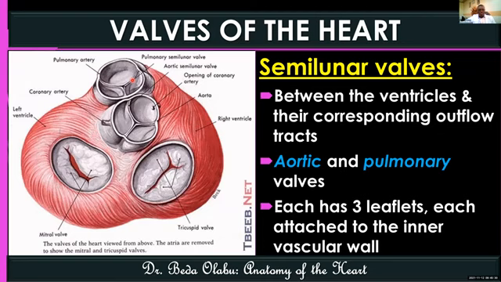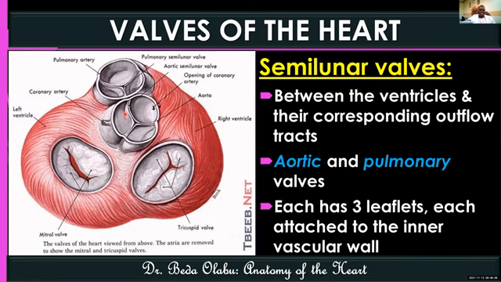Each of the semilunar valves is made up of 3 leaflets attached directly onto the inner vascular wall. So 3 leaflets attaching directly into the inner vascular wall. That is how a semilunar valve is organized. And so when you look at the lumen, the valve itself from above, it will give you that nice Mercedes-Benz sign, as you can see there.